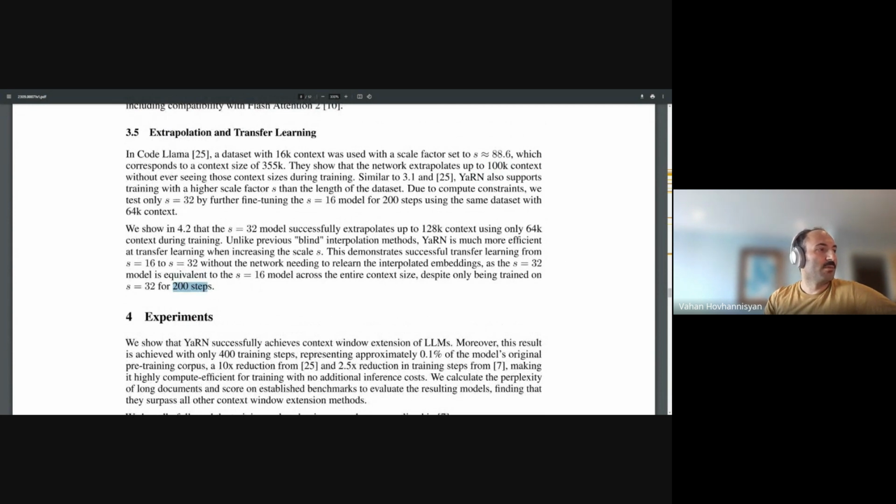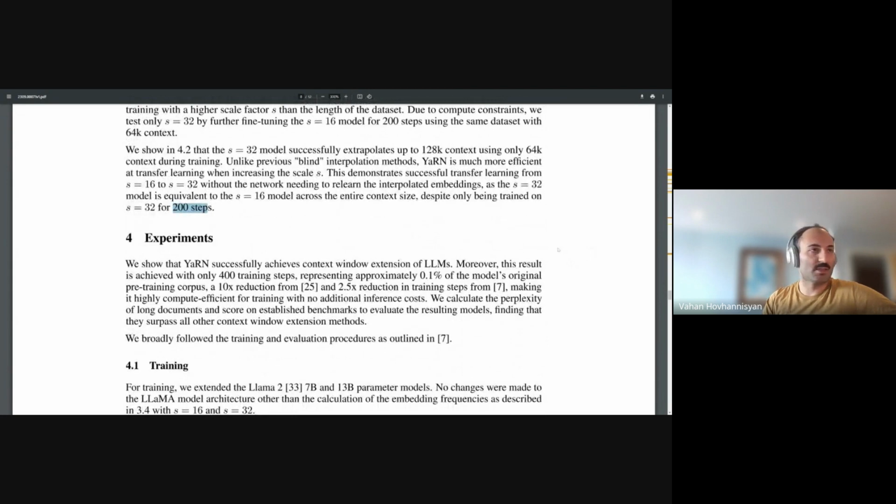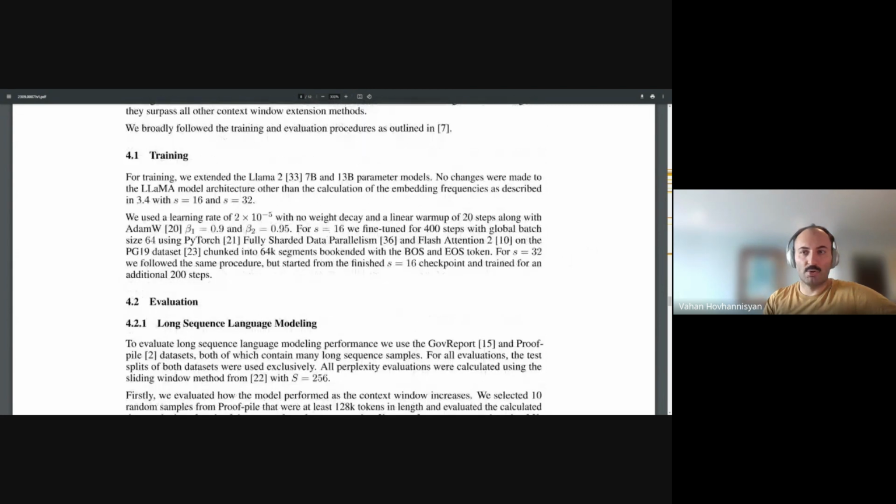Okay. Before looking at the more experimental results, any comments? Did I miss anything important? Okay, cool.